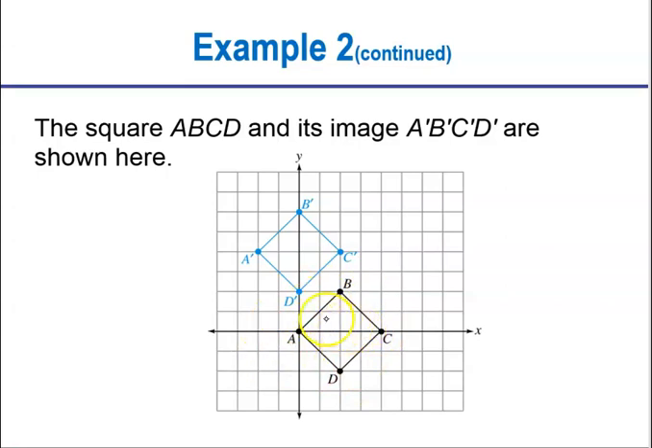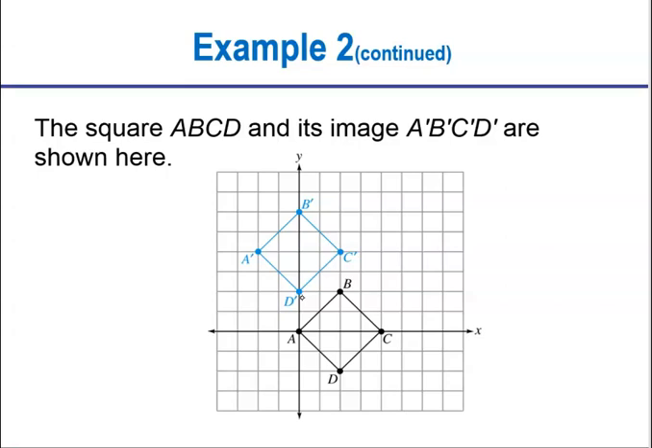x minus 2. Notice every x value moved over 2. A moved over 2 and then moved up 4. B moved over 2 and then up 4. C moved left 2 and then up 4. And then D moved left 2 and up 4. And that gives us our translation.